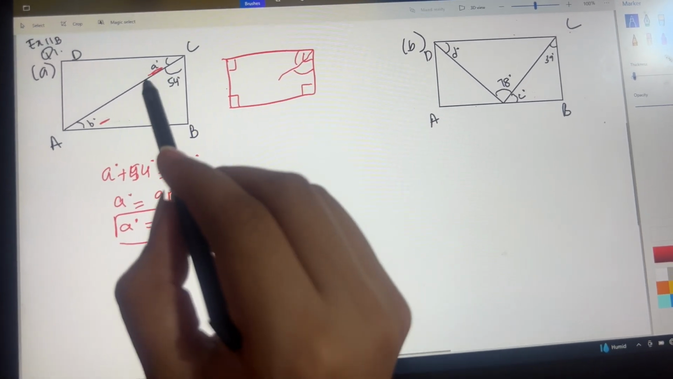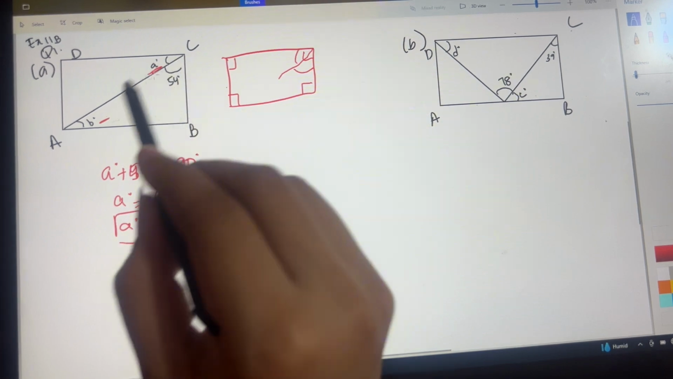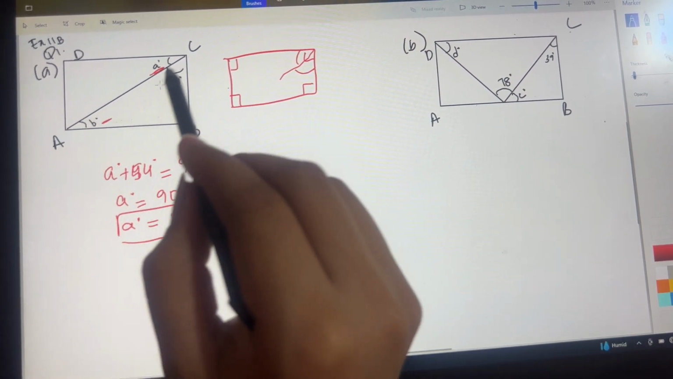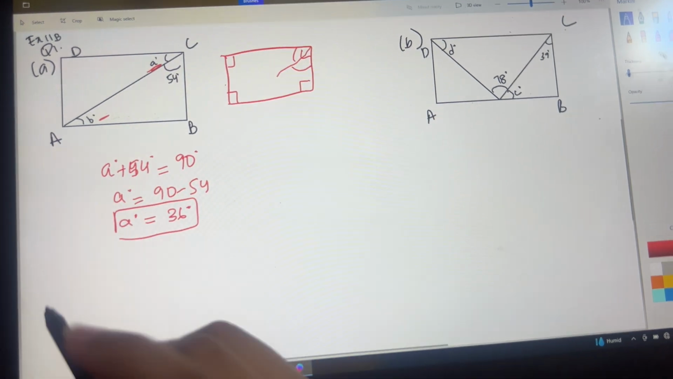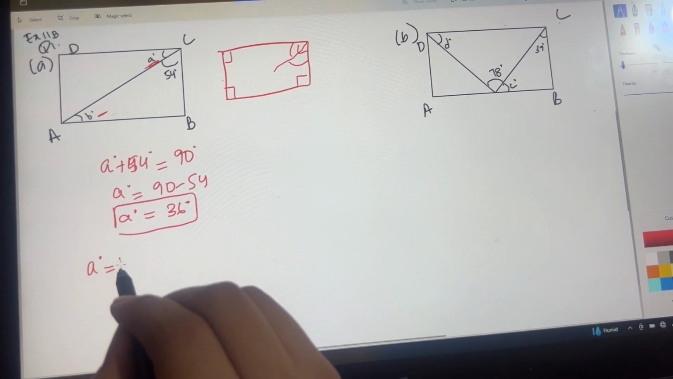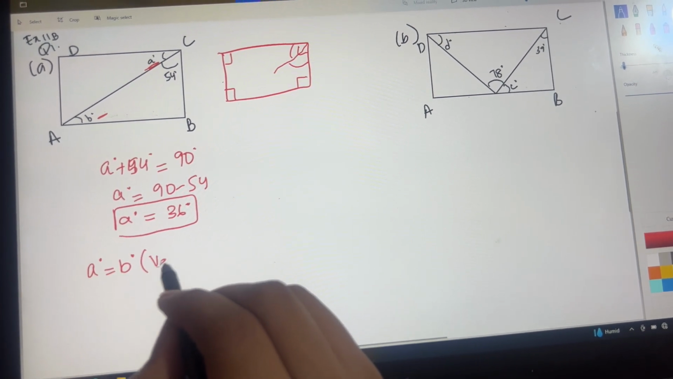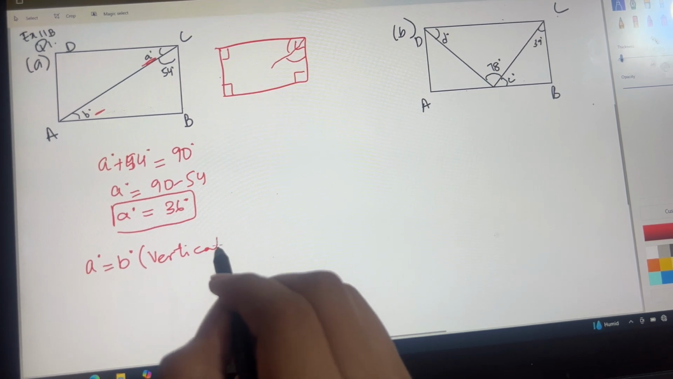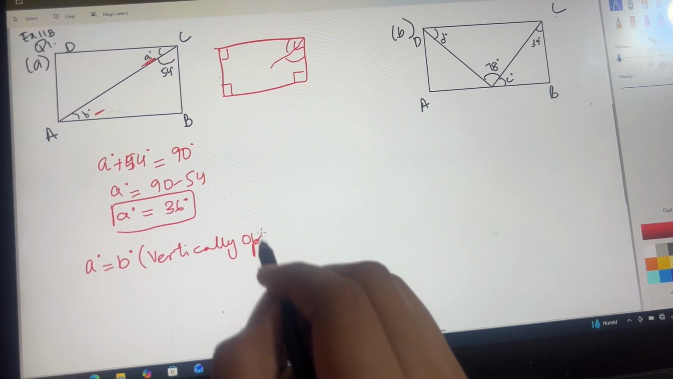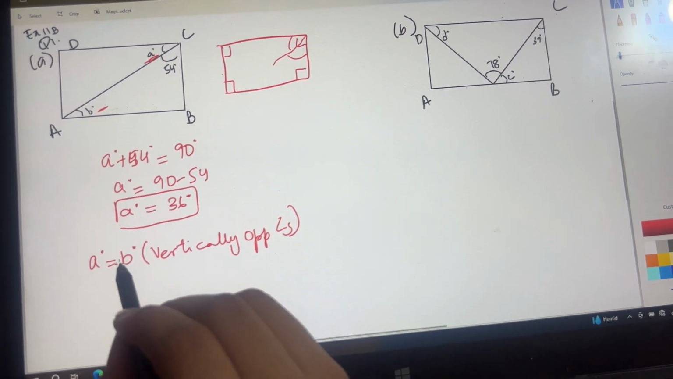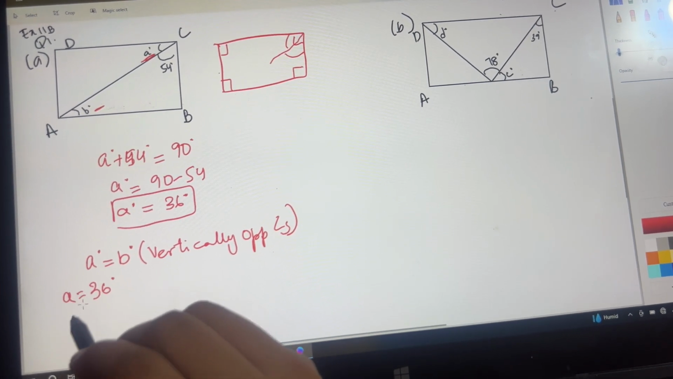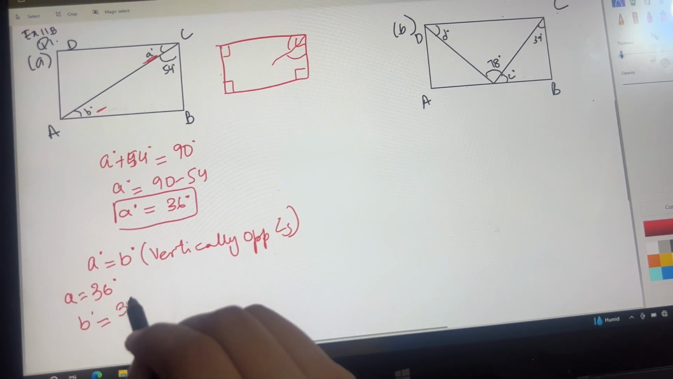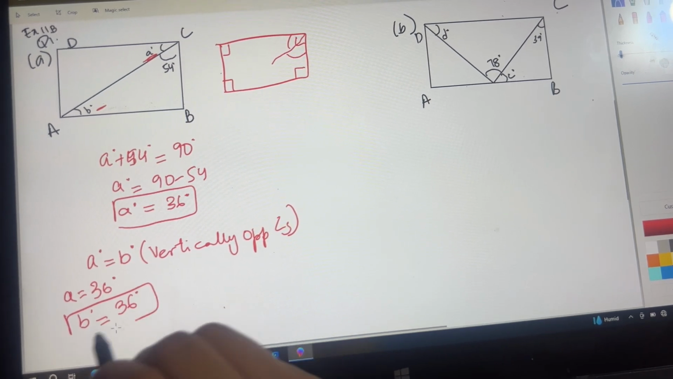Now we know that because there is a line, if you remember, I have told you when vertically opposite angles are there, means A and B will be equal. So angle A is equals to angle B. Why? Because they are vertically opposite angles. So when A is equals to B, and A is 36, B will also be 36. So this is the solution of this part.